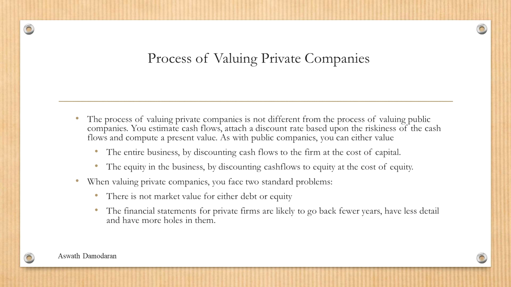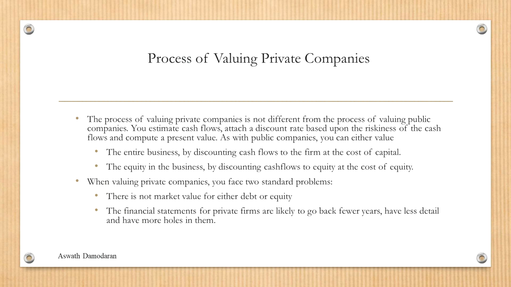Valuing a private company is very similar to the process of valuing a public company. First of all, you estimate its future cash flows, and then you estimate a discount rate based on the riskiness of the cash flows, and then you compute the present value, which is the estimated price for a private business. You can do evaluation on the entire business by discounting cash flow to the firm at the cost of capital, or you can evaluate the equity part of the business by discounting cash flow to equity at the cost of equity. So regarding the method, it's very similar to those we use for valuing a public company.